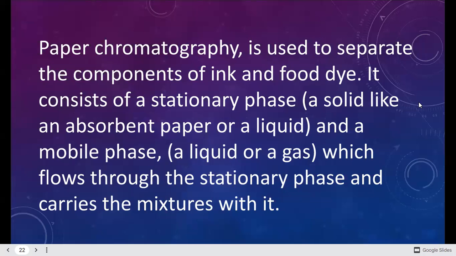Paper chromatography is used to separate components of ink and food dye. It consists of a stationary phase. Take a look at this one. The stationary phase is a solid like absorbent paper or a liquid, and the mobile phase is a liquid or a gas which flows in the stationary phase and carries the mixture with it.